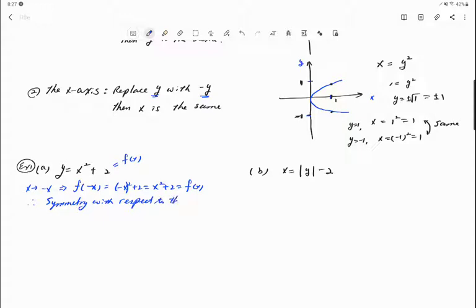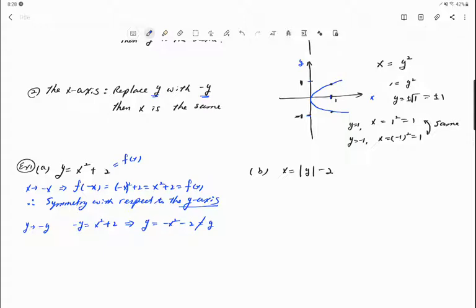Respect to the y-axis. If we plug in y with negative y, then the x value will not be the same, because if we plug in negative y, then what happens? Negative y is equal to x squared plus 2, right? If you rewrite it, multiply negative on each side, then y equals negative x squared minus 2. Then this is not equal to y, right? So this is not symmetry with respect to the x-axis. It's only symmetry with respect to the y-axis.